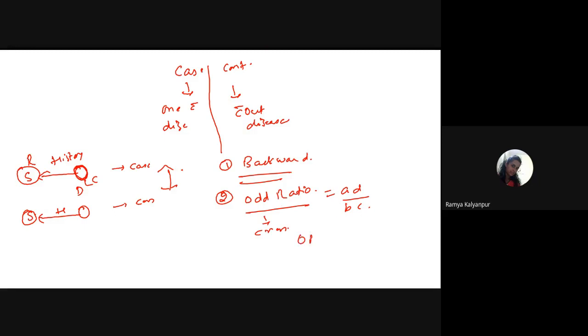Now, for example, if the odds ratio is greater than 1, what does it mean? This person has more chances of developing lung cancer, or smoking is that many times more linked with lung cancer as compared to the non-smoker. If the odds ratio is equal to 1, there is no association. And if the odds ratio is less than 1, again, a protective effect is there. So in a case control study, we calculate only the odds ratio.